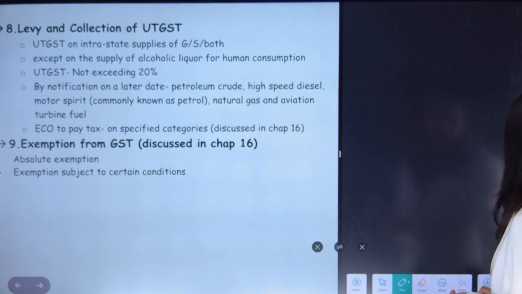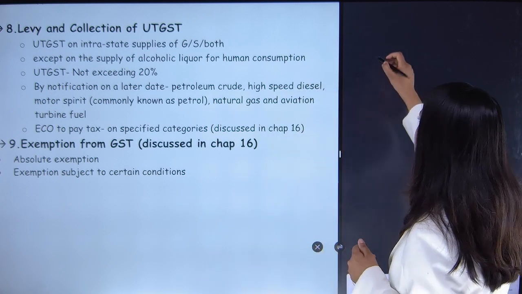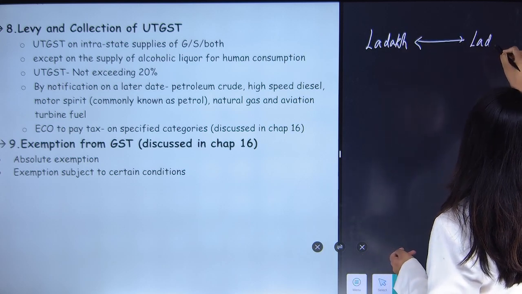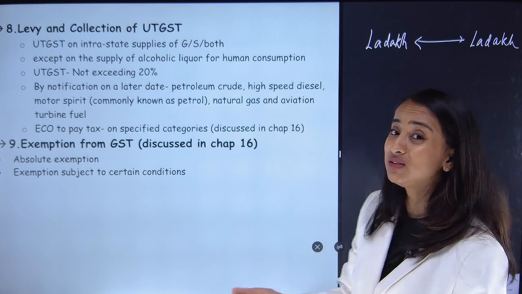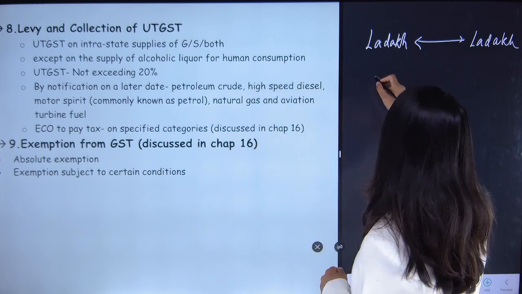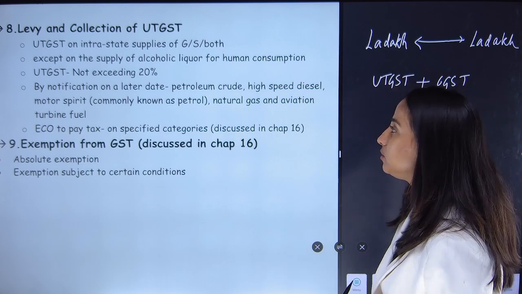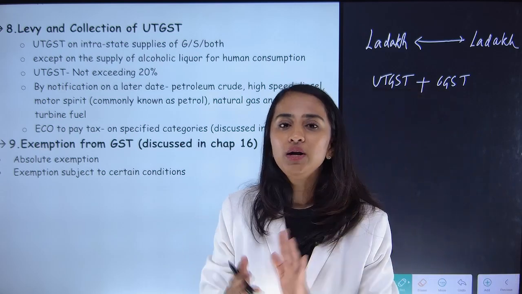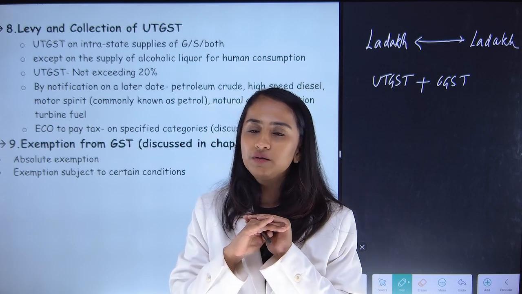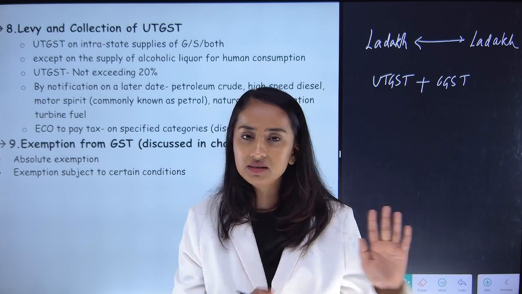Coming to levy and collection of UT/GST. UT/GST is on intra-state supply. So this is within, let's say I told you Ladakh to Ladakh, within the Union Territory. So this will be UT/GST. If it is within the state, what will you levy? You will levy SGST, right? So you will levy UT/GST, along with this, you will levy CGST. Fine, are we clear? This is on intrastate supply, except on alcoholic liquor for human consumption, because alcoholic liquor for human consumption has not been brought under the purview of GST. Still the rights and powers are everything under the local state governments.